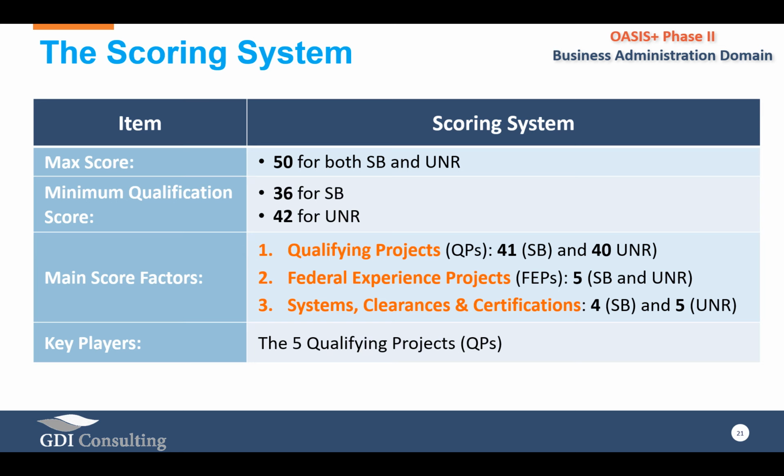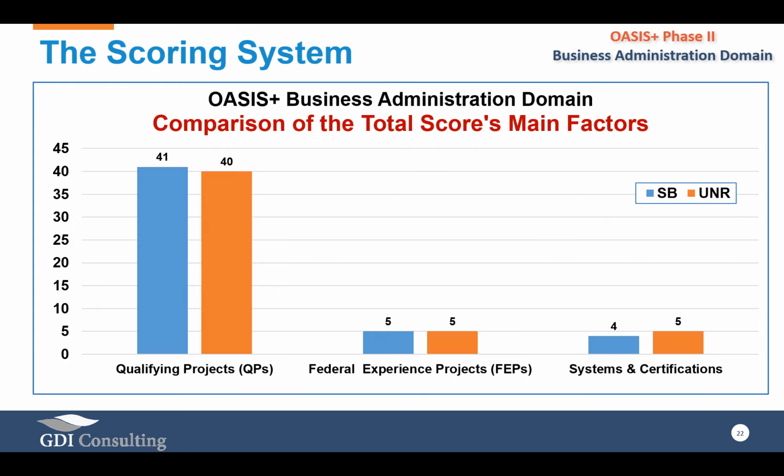QPs, meaning we are allowed to provide 5 projects or 5 contracts. So when I say a QP, I mean a qualifying project, a qualifying contract. So QPs and then FEPs, federal experience projects. And as you can see, the 5 qualifying projects or QPs are the king. They are the key players. And if you look at it graphically, it's quite obvious here how important the QPs are compared to the others.